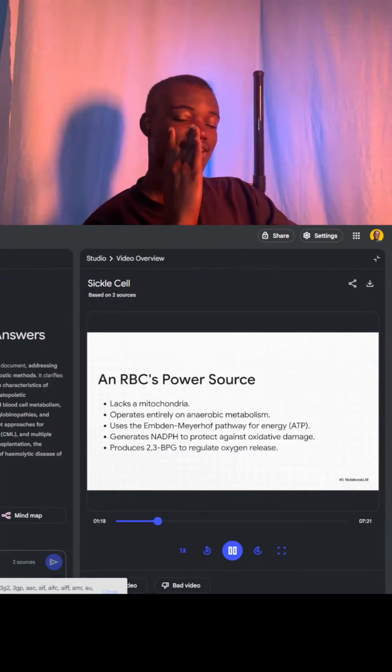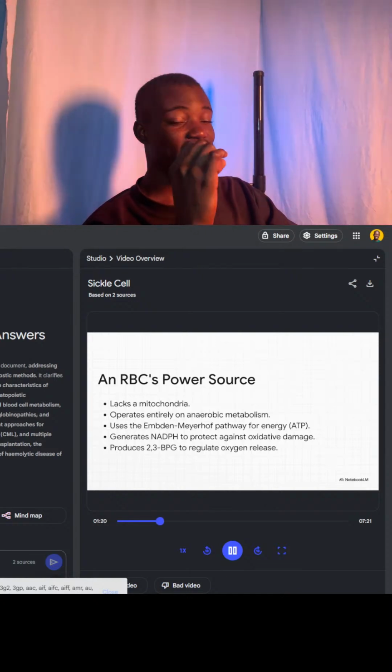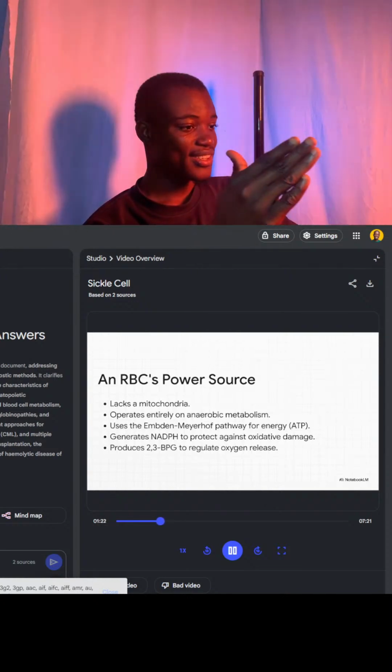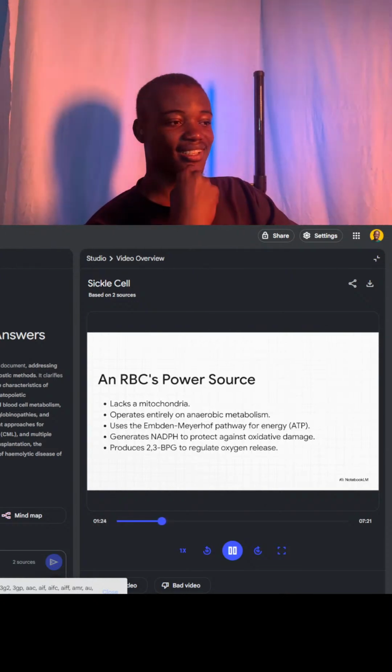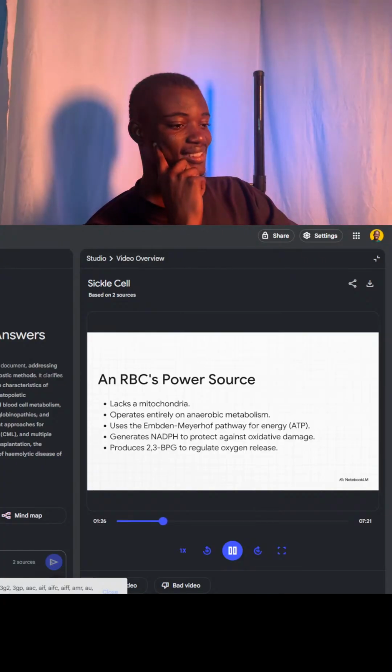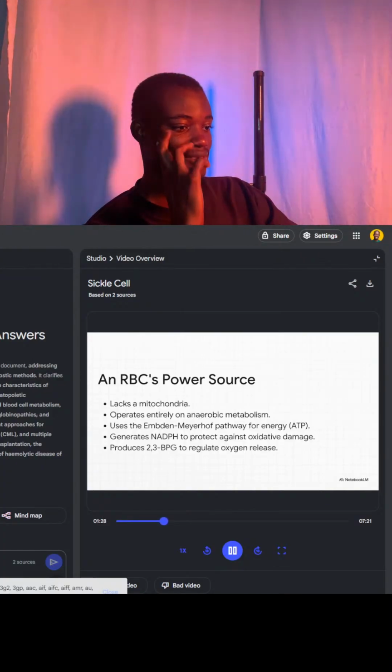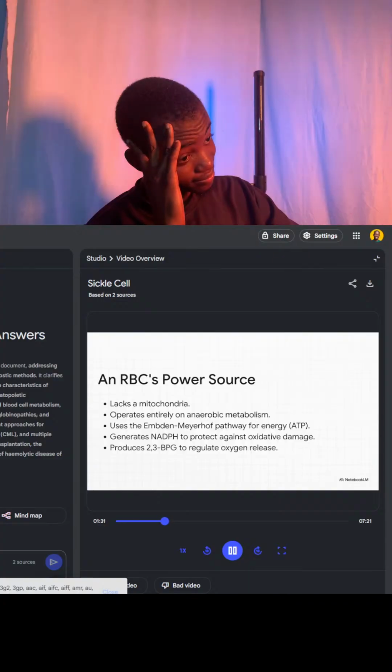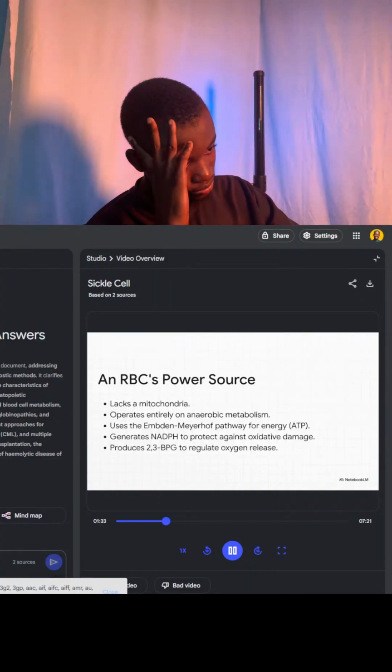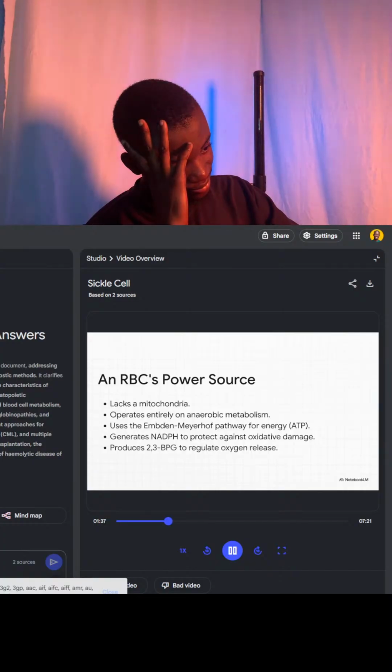So how do these little couriers fuel their journey? This is what's so clever. Unlike almost every other cell in your body, they don't have the usual power plants, the mitochondria. Instead, they have this really unique system that lets them generate energy without using a single molecule of the oxygen they're carrying. It's the perfect design for a delivery service, right? It never ever dips into the cargo.